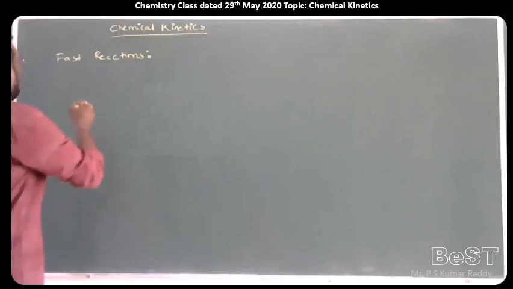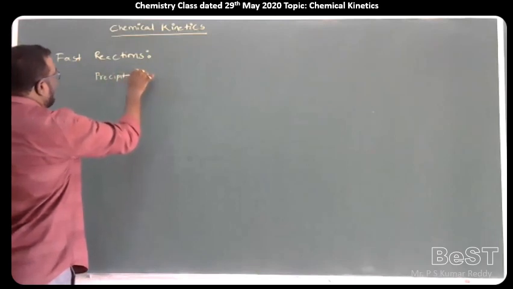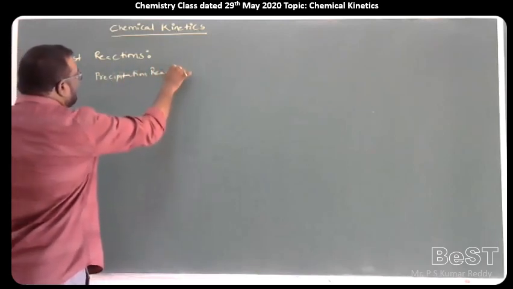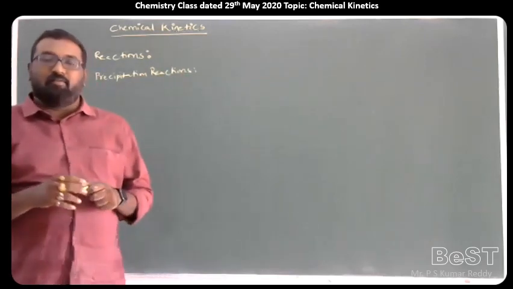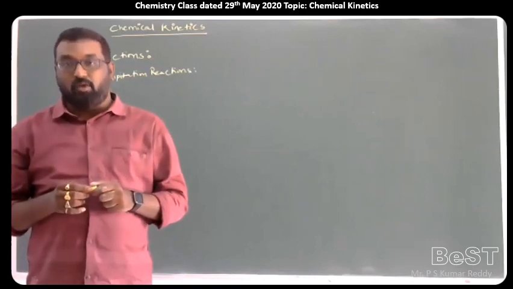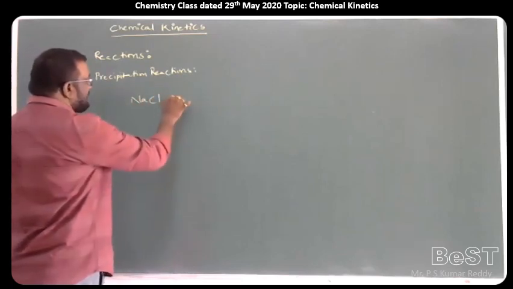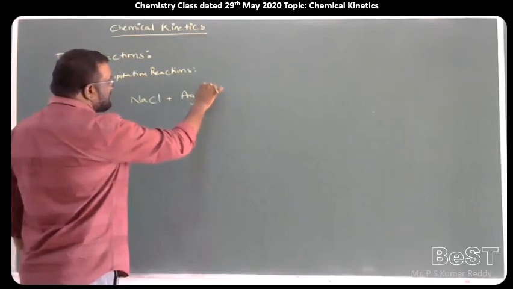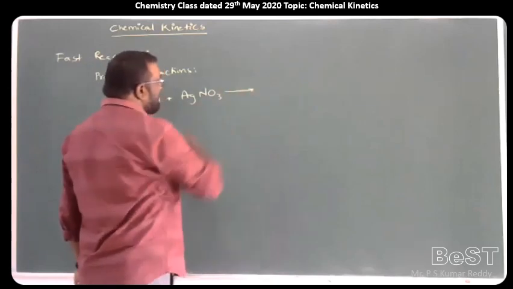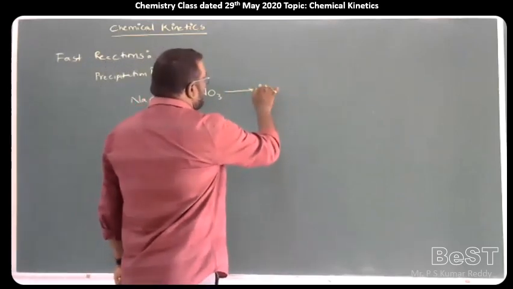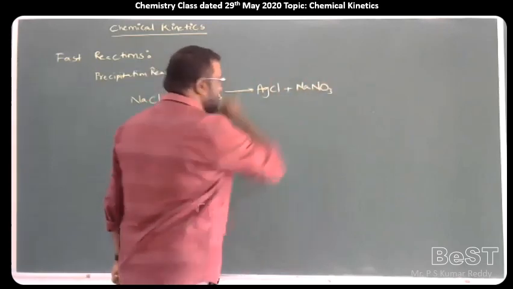Here, generally the reactions like precipitation reactions, like in your lab when you are doing the confirmatory test for chloride ion, you'll be adding the chloride salt solution. To that, you will be adding AgNO3 solution. As you are adding AgNO3 solution, you can see that immediately you will be getting a curdy white precipitate of silver chloride. So this reaction is a fast reaction.